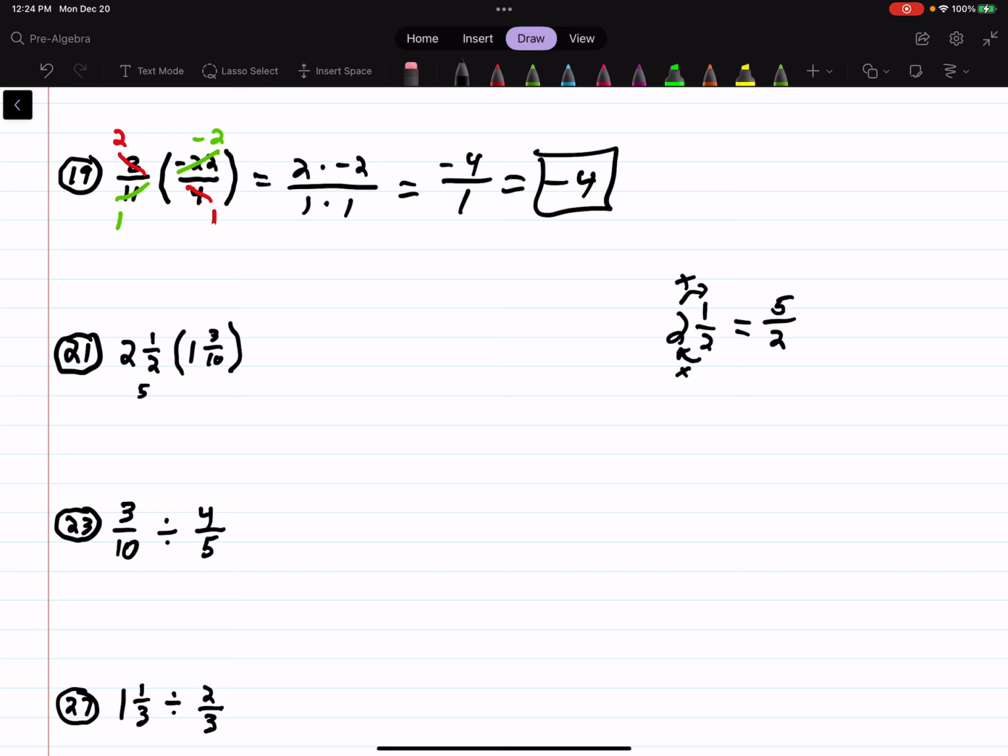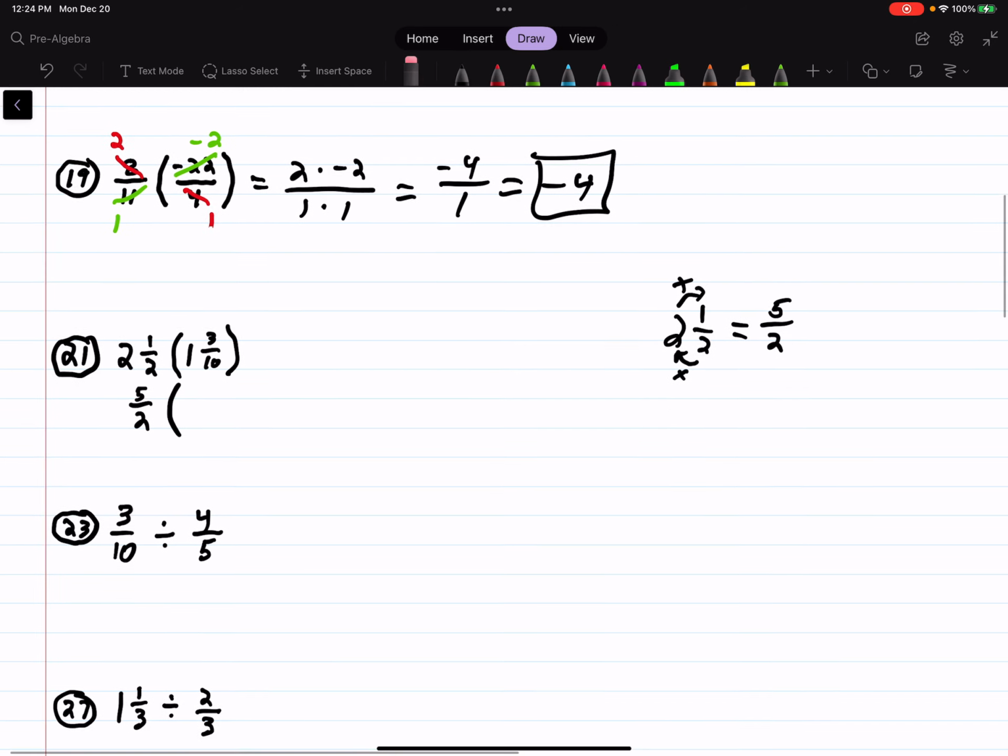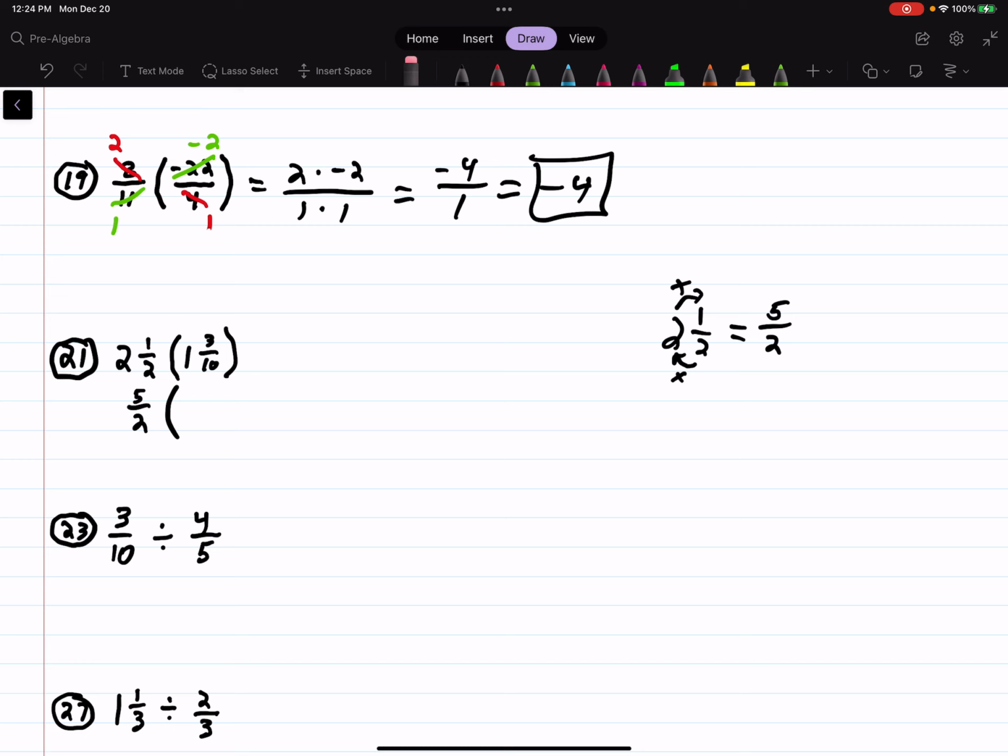So we end up with 5 over 2 times, and let's go ahead and do the other number, 1 and 3 over 10. This time I'll change the color. Multiply and add. This is the times. This is the plus. So we end up with 10 times 1 plus 3 all over 10. 10 times 1 plus 3 is 13 over 10. And I come back and put that in this spot.